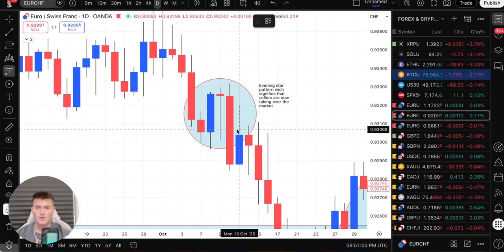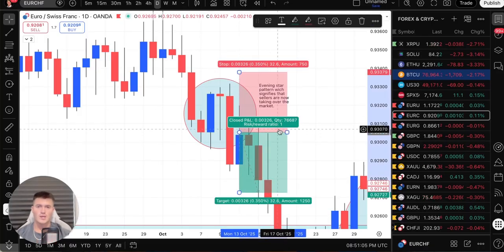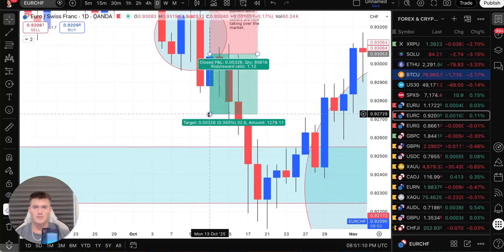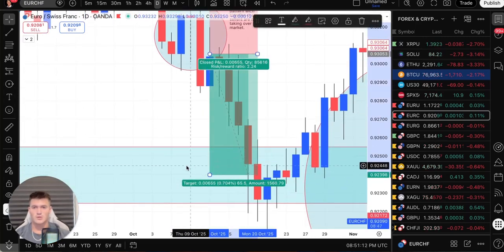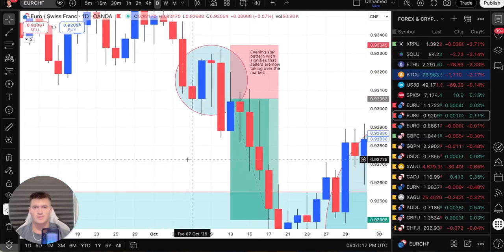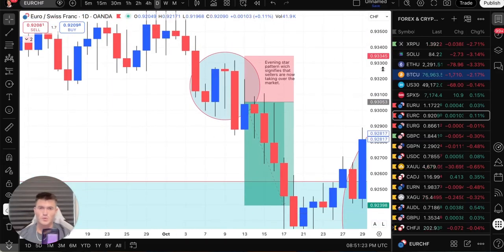I always like to wait for a pullback at the previous structure point. Set my stop loss, and then target this area of interest down here, and that gives us a 1 to 2, and that's exactly what we're looking for. So the evening star, the morning star, they help you to identify trend reversals, especially when they're at an area of interest. They give you a much higher probability of your trade continuing in your direction because you're trading with the trend.